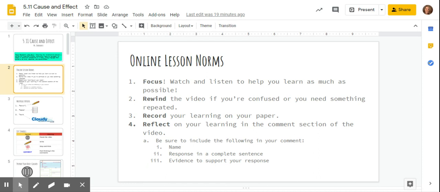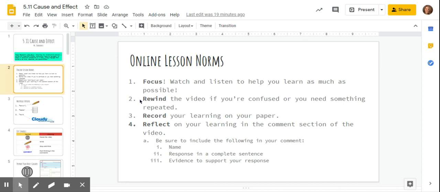Step 2 says rewind the video if you're confused or you need something repeated. So throughout this video, I'll be going over what cause and effect relationships are. I'll be reading the text out loud multiple times. However, if Ms. Bornhorst goes too fast or you miss something, you can rewind the video and listen to it again. Or if you just want to hear my beautiful voice again, you can rewind and hear it all day long.